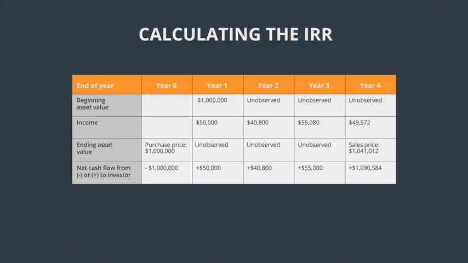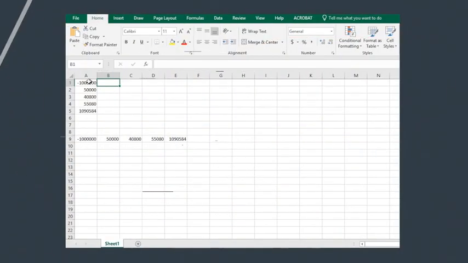If the building is sold in year 4 for an amount of $1,041,012, the total net cash inflow will be $1,090,584. This is the sum of the rental income for the year, which is $49,572, and the income received with the sale of the property. You can now calculate the internal rate of return using Excel.